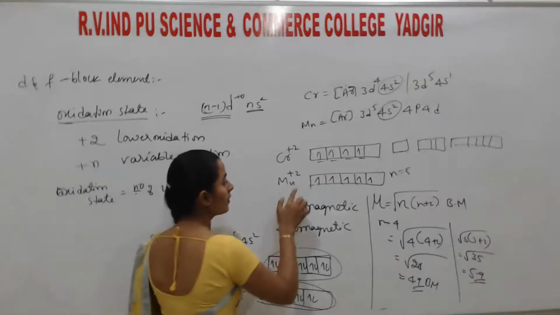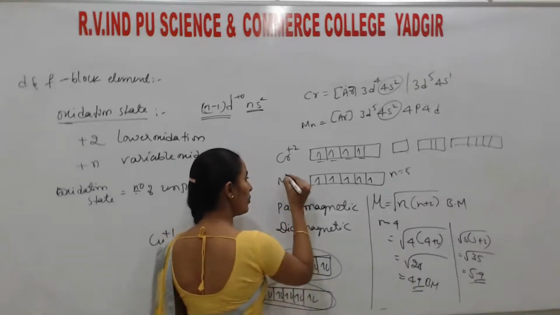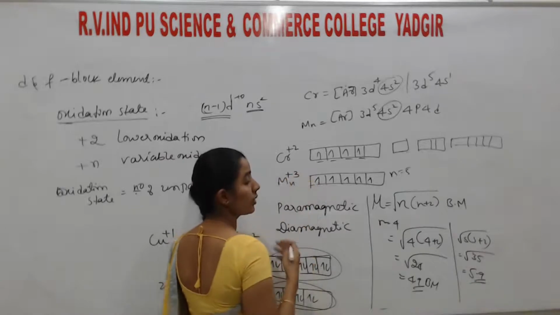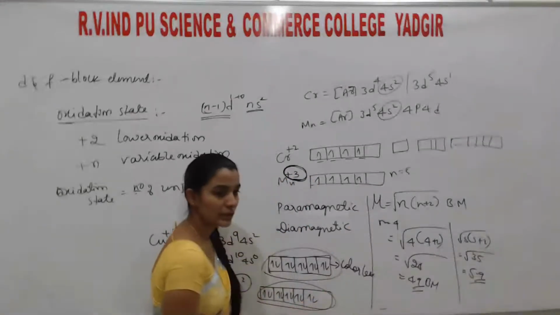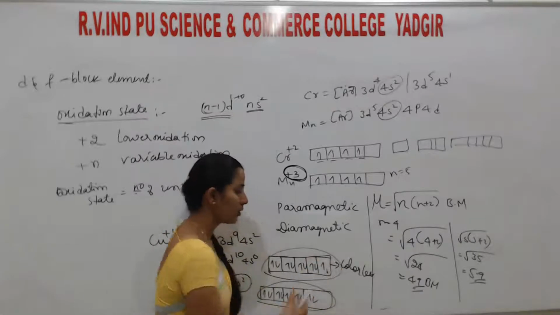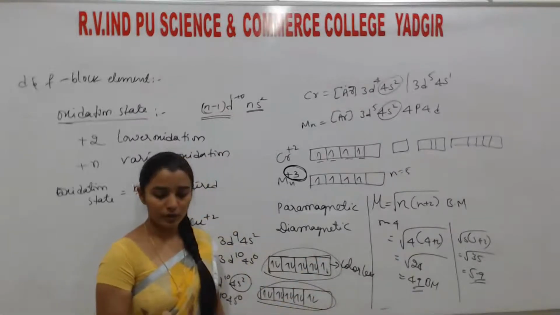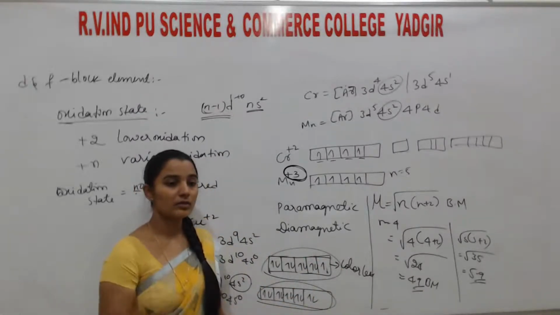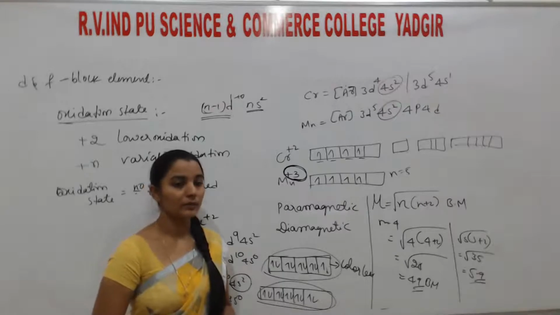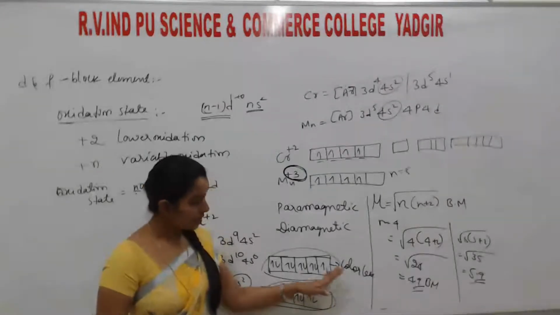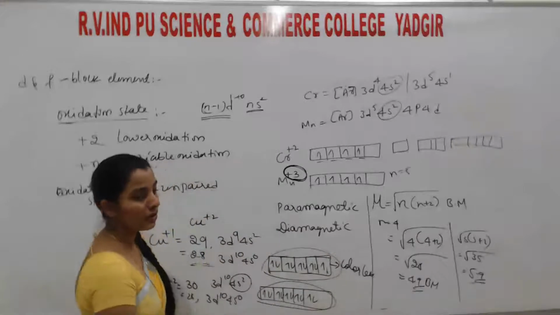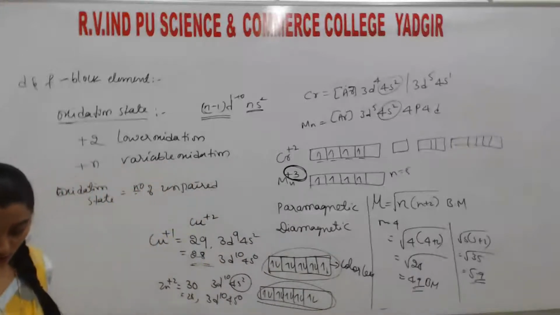So students, they may ask the magnetic moment for Mn +3 also. Mn +7 is colorless. If even one d electron is left, then it is colored. Based on their d-d transition, they possess a certain color. Understood? And this is all about the properties of the D and F block elements.